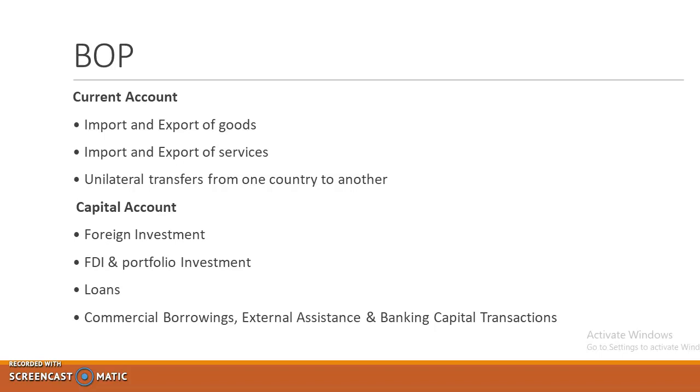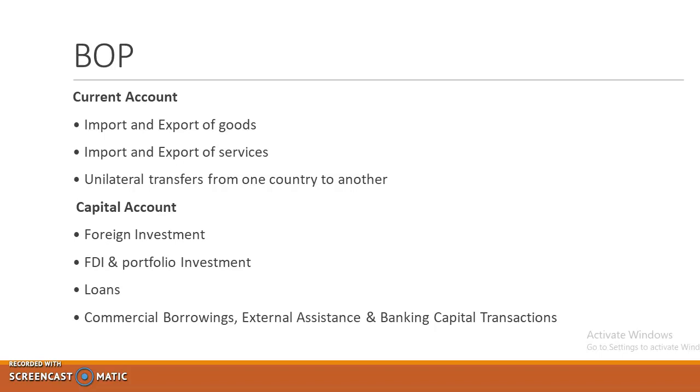So let's look into what is current account. Current account deals with some special transactions like export of goods, import of goods, export of services, import of services, gifts, donations, and subsidies received from foreigners, as well as gifts and donations given to the foreigners. These are the transactions coming under the current account.